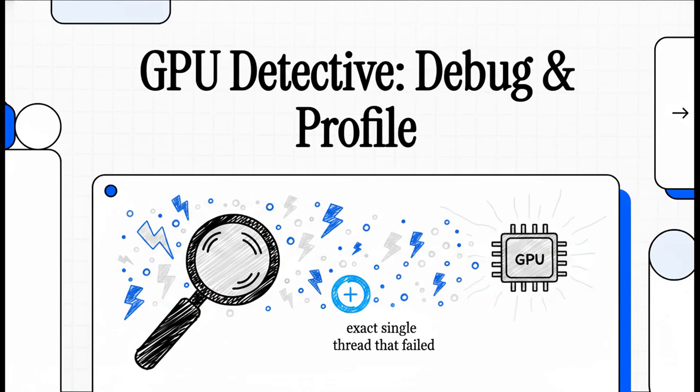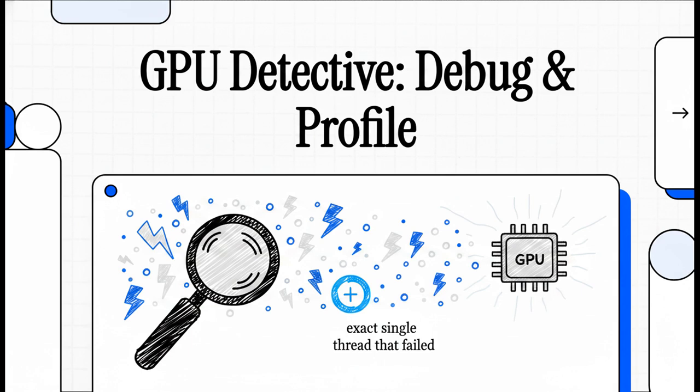Picture this. You've just launched a CUDA kernel, and suddenly the whole program crashes. Now, when you're working on a CPU, tracking down a bug usually just means looking at a single thread of execution, right? But in the GPU world, it's a whole different ballgame. You might have thousands, maybe even millions of threads running and crashing simultaneously. So how on earth do you pinpoint the exact single thread that caused the failure?